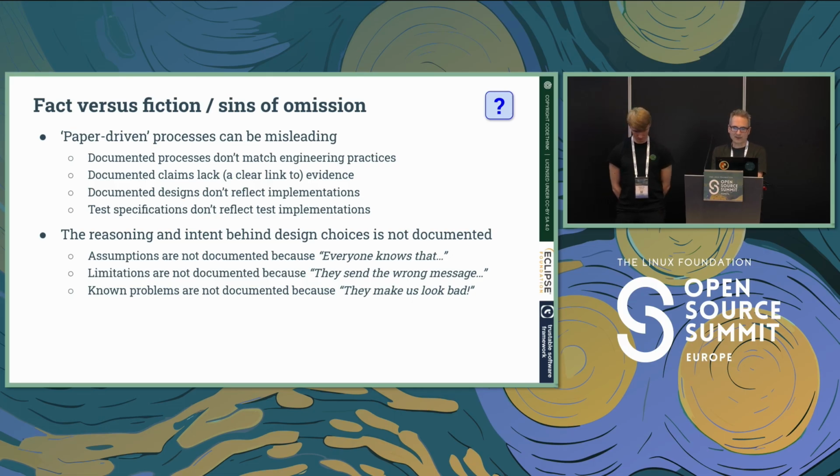And however you do any of this, the reasoning and the intent behind your design choices is often not documented. And not because you can't, but in some cases because you don't think you should. Assumptions are not documented because, well, everyone knows that. Or limitations are not documented because they might send the wrong message. They make your software seem like it's unreliable in some way, or they might make your team look bad.